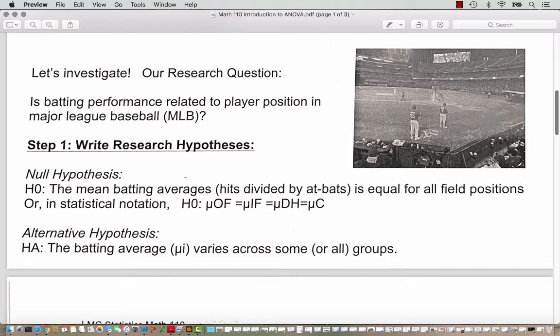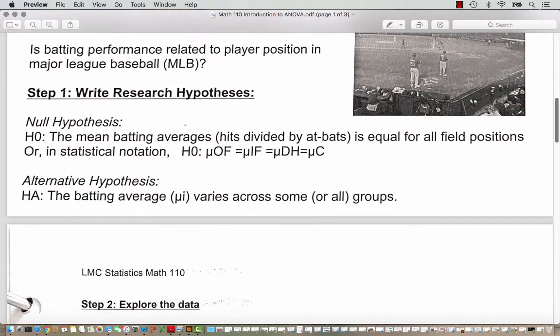These are the ways that the players are classified. And then the alternative hypothesis would say that the batting average, which we say mu with whatever index we're using, varies across some or all groups. So if at least one group is different, then we would go with the alternative hypothesis.